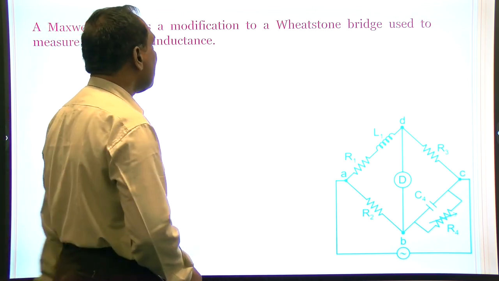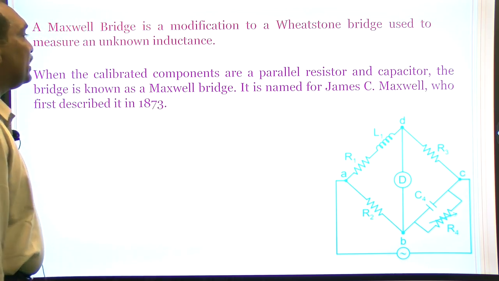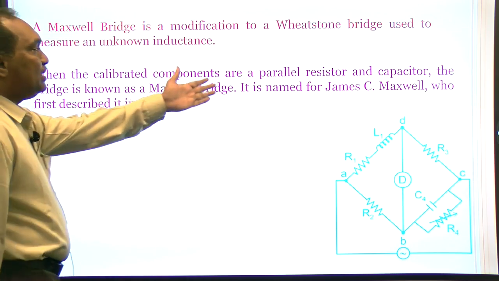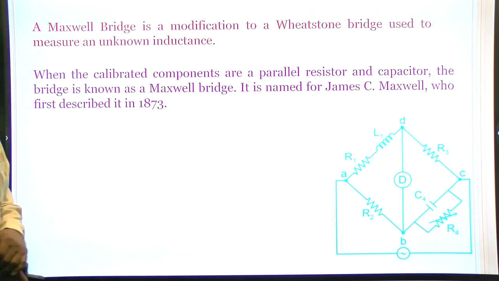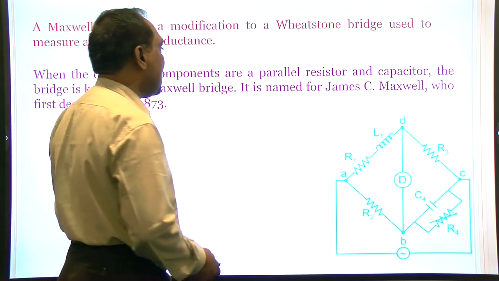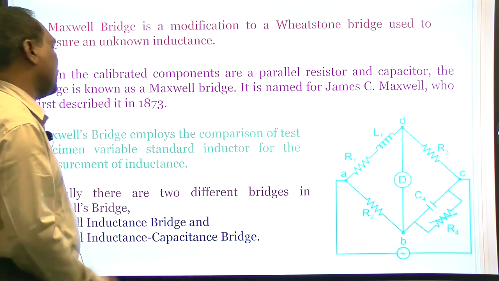Since we are using an alternating current source, these bridges are called AC bridges. In this Maxwell bridge we can calculate the unknown inductance. It was designed by James C. Maxwell in 1873, and after his name it is called the Maxwell bridge. Now we will discuss its construction.